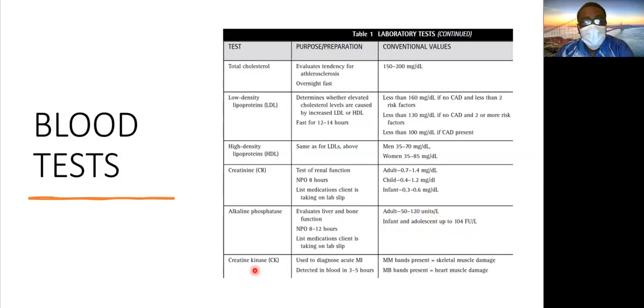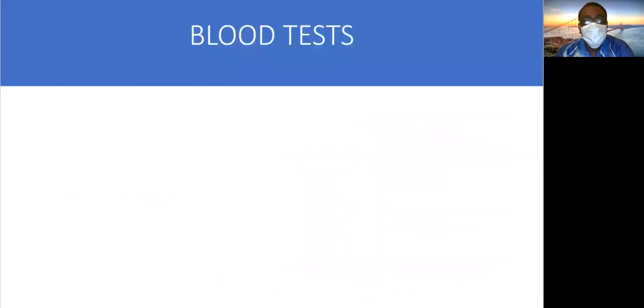We can also carry out CK tests, your creatine kinase test, usually done to diagnose acute MI or myocardial infarction. If there's an MI, you usually see your CK creatine kinase in the blood within 3 to 5 hours. Again, if you see the MM bands present on your test strip, it tells you there's skeletal muscle damage. If you see the MB bands, it tells you there's heart muscle damage. So that's why it's referred to as CKMB. So you're looking out for CKMB in acute myocardial infarction.